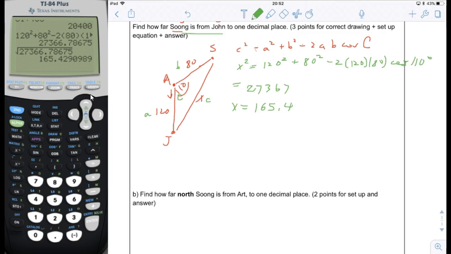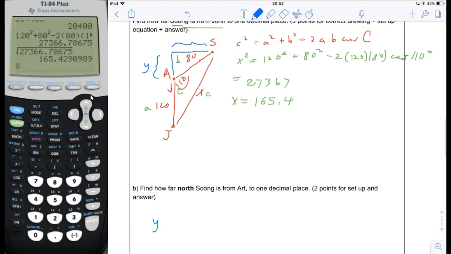Okay. Next part. Find how far north Sung is from Art to one decimal place. Okay, so actually Sung is not north of Art. Sung is actually northeast of Art, right? But let's do this. We're going to draw a little triangle here, a right triangle, which shows you how much north Sung is from Art and how much east Sung is from Art. And what we want to know is how much north he is from Art. So let's try to find y here. So we're going to redraw the triangle here. It's a right triangle this time.